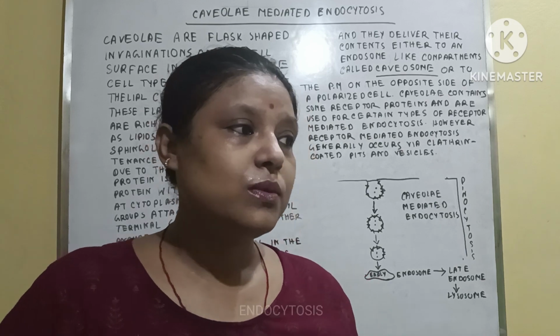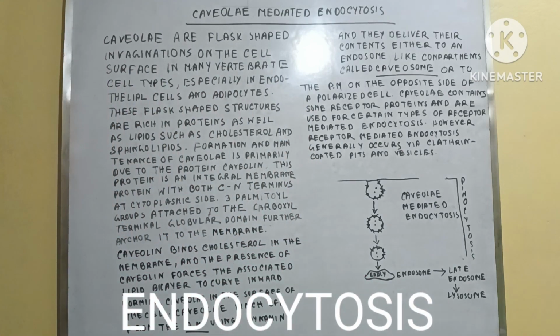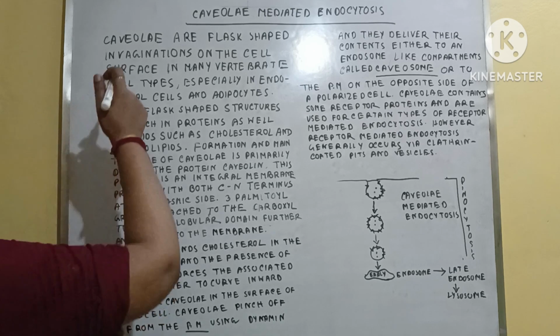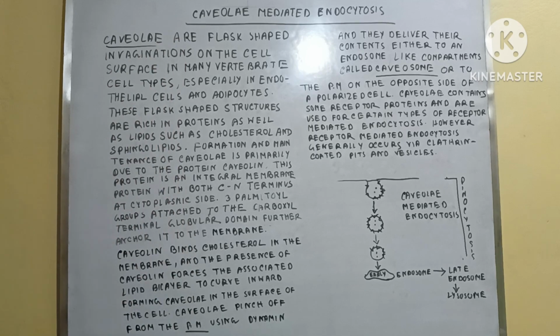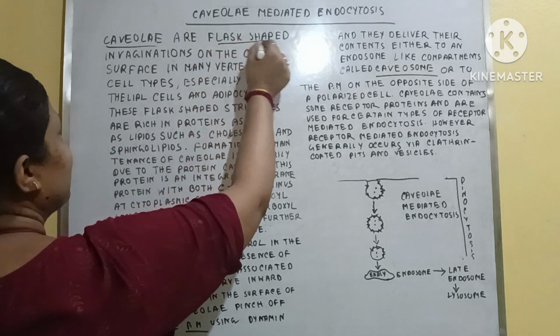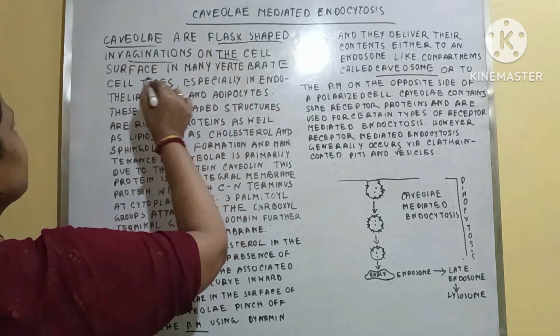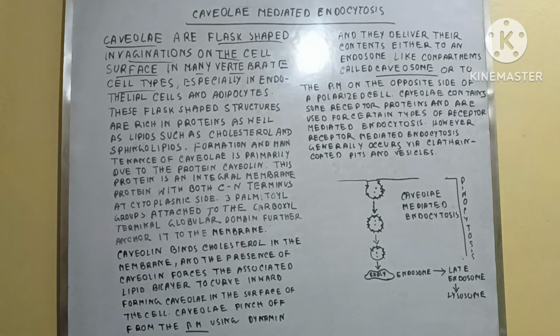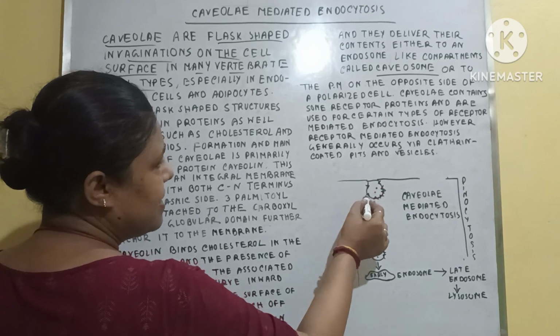Okay, so let's start. This is the Caveolae Mediated Endocytosis. What is the Caveolae Mediated Endocytosis? First of all, we have to know about the caveolae. What are the caveolae? These are the flask-shaped invaginations on the cell surface in many vertebrate cell types. So, this is a very rough structure.